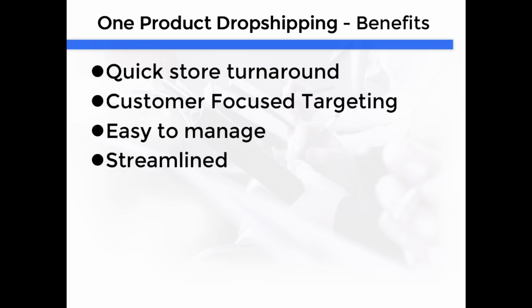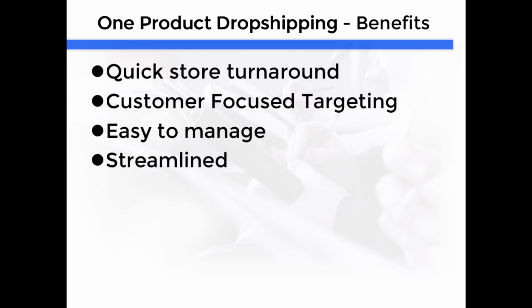Next up, it's easy to manage. So as I was mentioning earlier, it's really easy to set up, and it's also easy to manage in terms of talking with the supplier. If things go wrong, like refunds, you only have one supplier to deal with. If the product is broken, then you can just contact that supplier and make sure that a replacement is sent out and things like that. And finally, it's really streamlined. So when people are ordering from your store, they know that they've ordered that product and it's going to come.